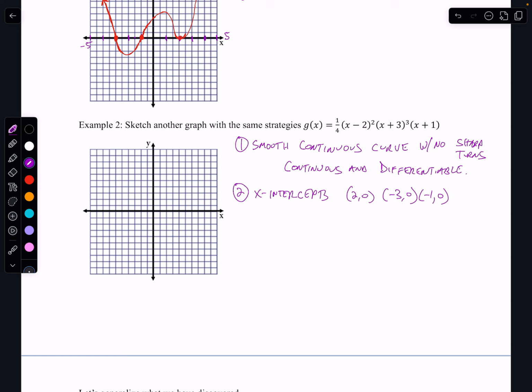Let's start scaling off our axes here so that we can plot our x-intercepts. We'll do this again. 1, 2, 3, 4, 5. 1, 2, 3, 4, 5. The iPad is freaking out. Let's try that part again.